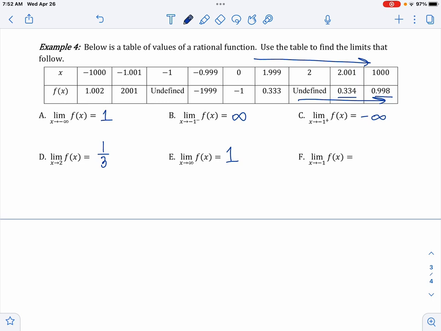And then lastly, the limit as x approaches negative 1. We already did negative 1 from the left and from the right. Here's negative 1 from the left. Here's negative 1 from the right. Positive infinity, negative infinity, those are not the same, so the limit does not exist.